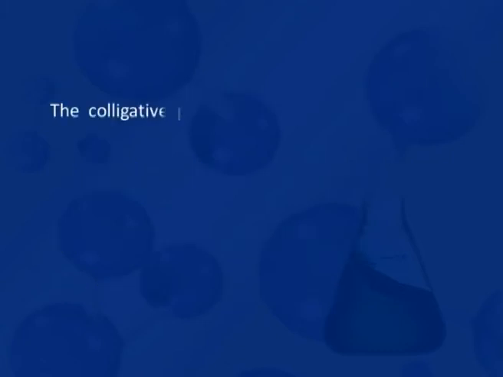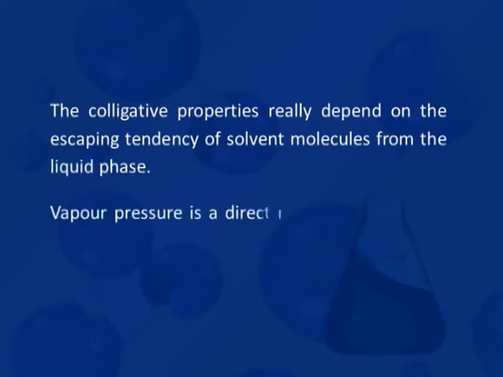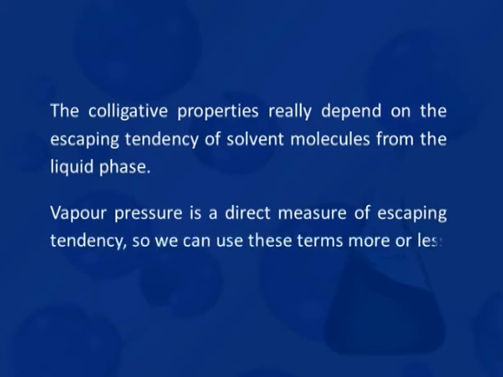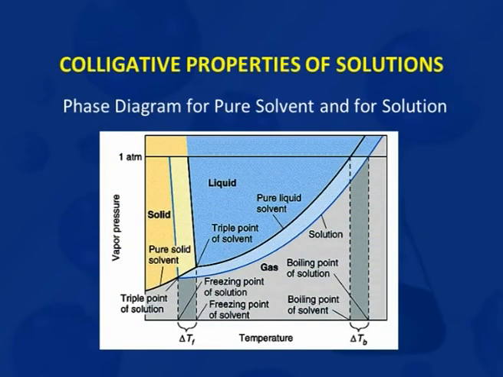The colligative properties really depend on the escaping tendency of solvent molecules from the liquid phase. Vapor pressure is a direct measure of escaping tendency, so we can use these terms more or less interchangeably. Here you can see in this phase diagram that vapor pressure of solution is less than the vapor pressure of pure solvent at a particular temperature.